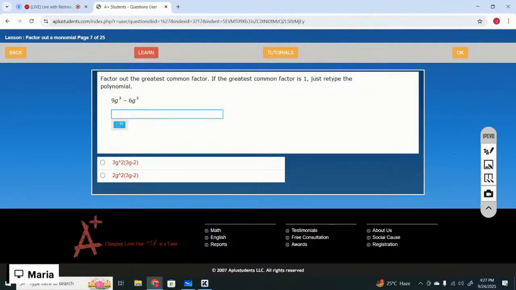Nine g cubed minus 6g squared. That is 3g squared times 3g minus 2. Option number 1 is the correct option.